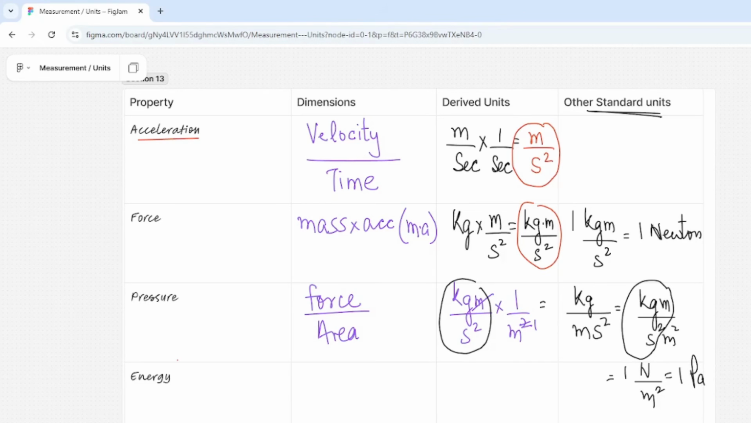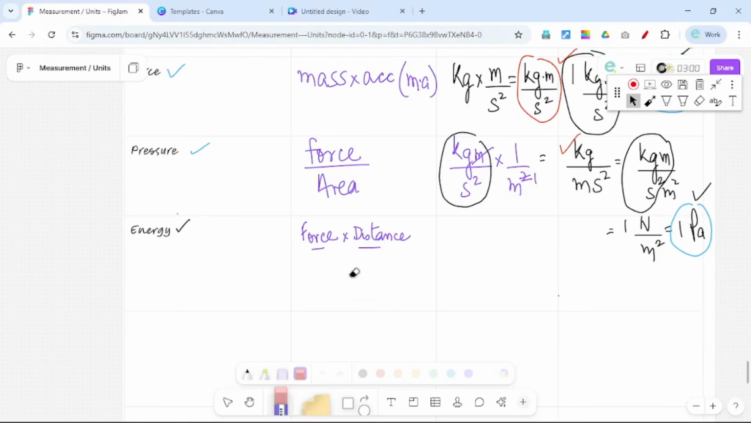So these are the new units: 1 Pascal is a unit of pressure. 1 Newton is a unit of force. But if you want to see only the derived units, then these are your derived units. Now let us take the example of energy. So the property is energy, and we have to find the dimensions and the derived unit.